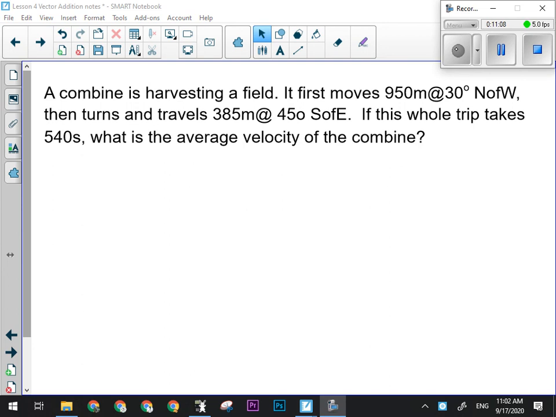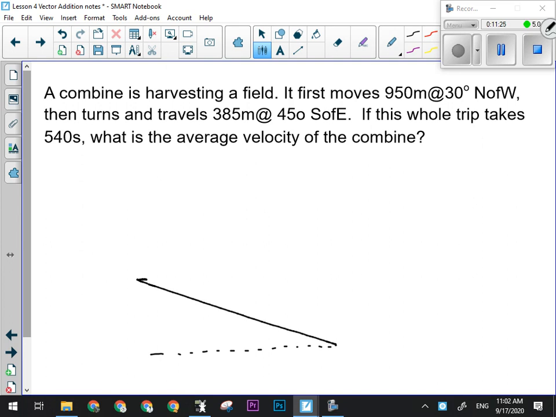All right, I'm just going to put the diagram up here, guys, so you can see if you did the drawing correctly. So we've got 950 meters, 30 degrees north of west. I'm going to draw a reference line that's west. I'm going to go 30 degrees north of that. Maybe a little less than 30 degrees, but I think it'll be close enough. And it is 950 meters long. My next line is 385 meters long, so much shorter. 45 degrees south of east.